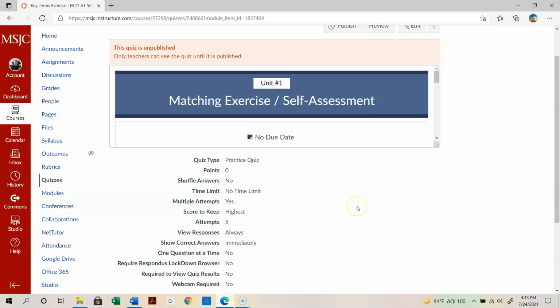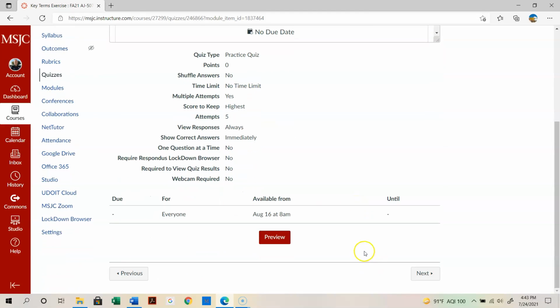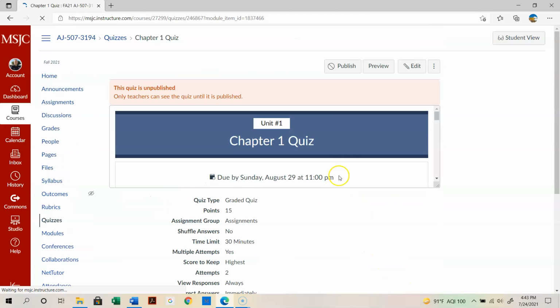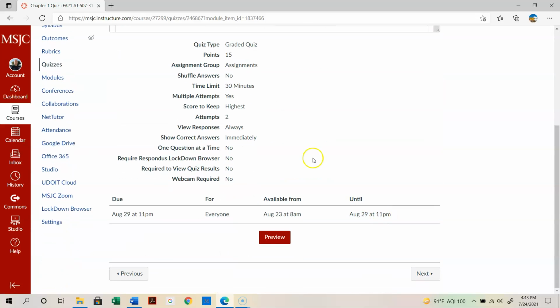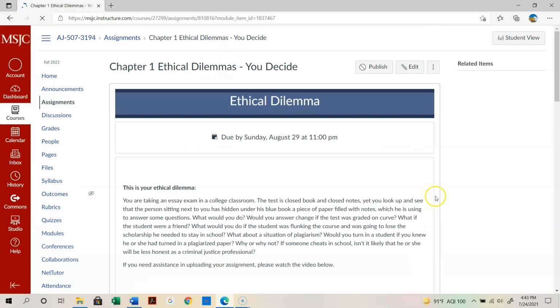Next, you will have your matching exercise. These are the key terms. Remember, you could do that as many times as you want to do that. You have your chapter quiz. You get to do the quiz twice, and it'll keep your highest score. And exams, you only get to do one time.